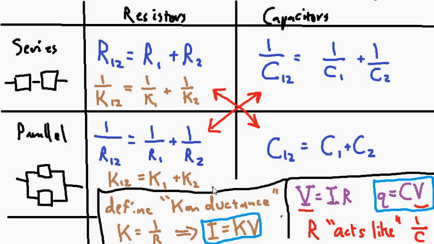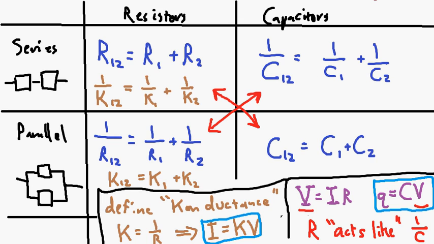Now, this is an equivalent way to do it, and in fact, we could do it this way. All the math would come out right. We'd have to use our results a little differently, but it would all work. And then you'd see that in parallel, conductance and capacitance obey the same rules, and in series, conductance and capacitance also obey the same rules.